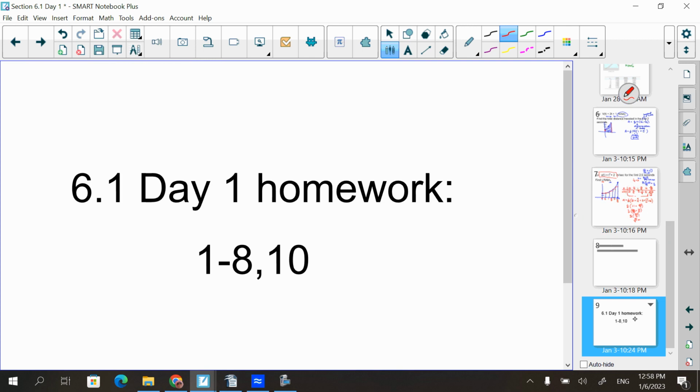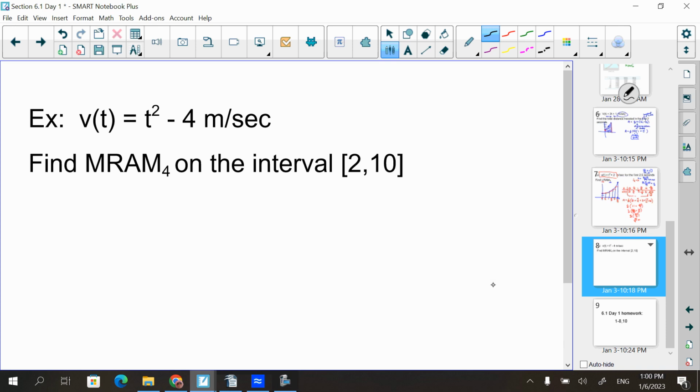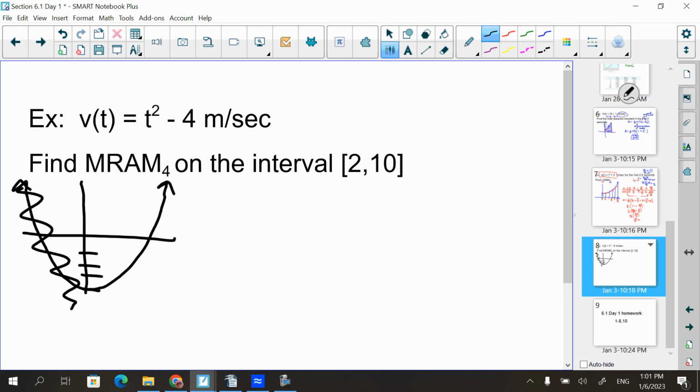35/4. There you go. All right, this last example here, MRAM 4. This here happens to be a parabola that's moved down 4. And it goes something like that, but this side doesn't count. And it's asking from a time of 2 to 10. Now, when does it hit the x-axis? It hits the x-axis at 2. So it's asking about this side over here from 2 to 10.